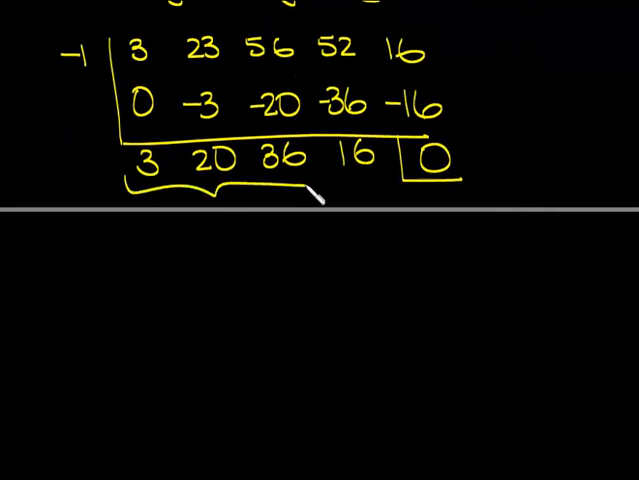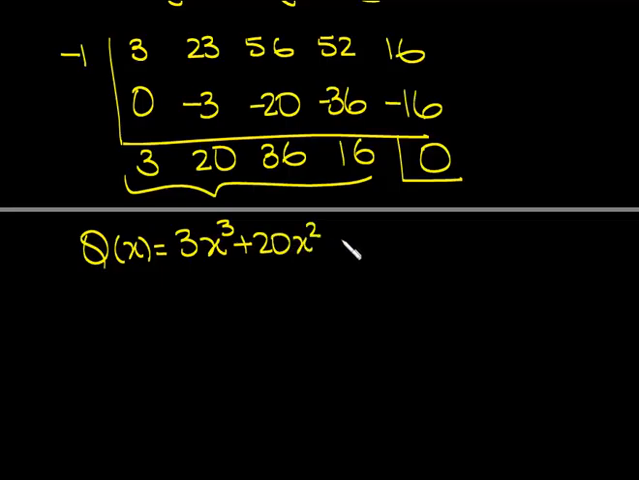And this becomes a quotient. So my quotient is what now? Q of x is, I started with degree 4, so it becomes degree 3. So we get 3x cubed plus 20x squared plus 36x plus 16. So that's what I end up with.